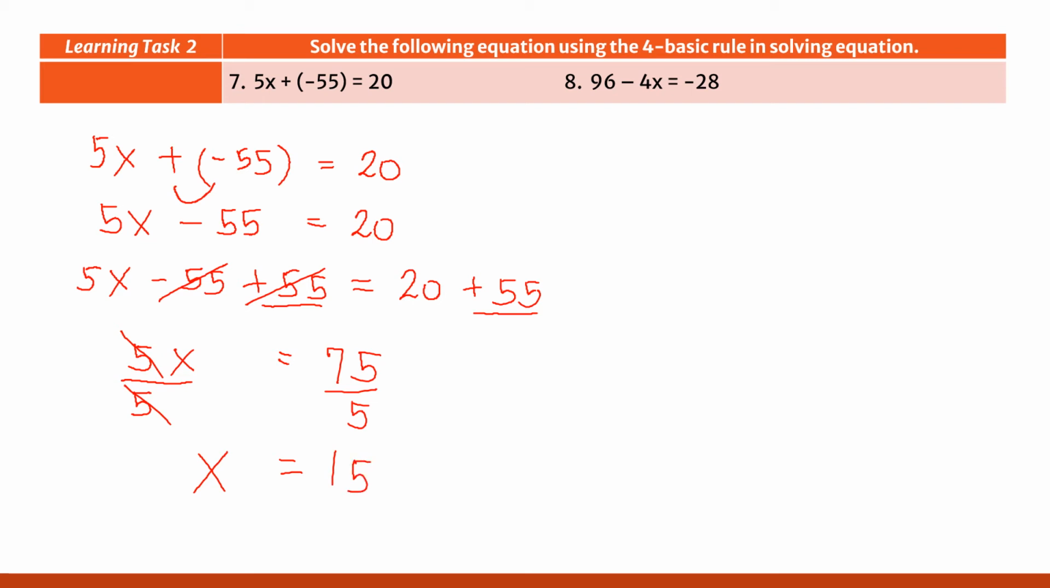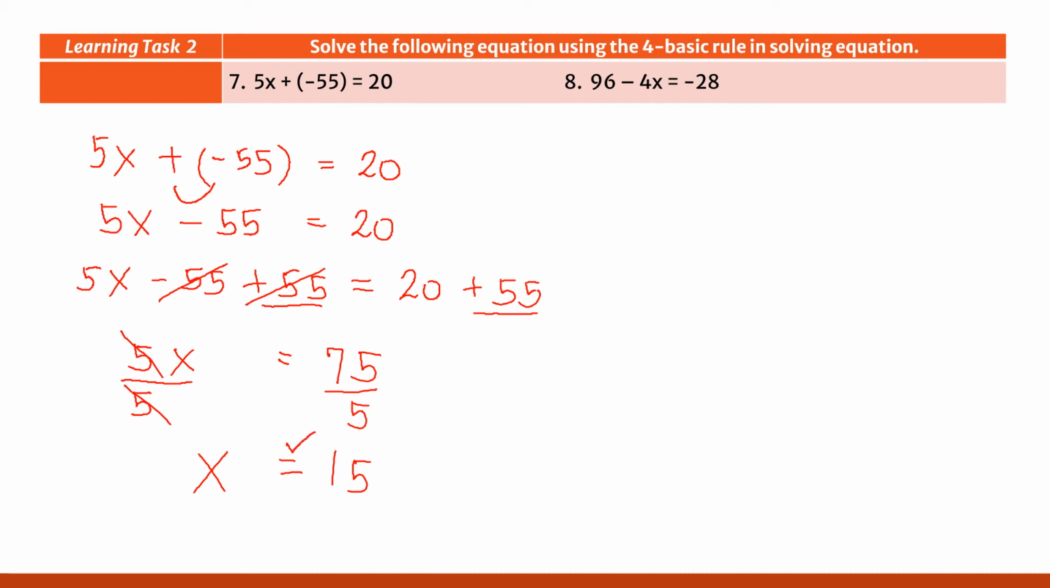15. Okay? Is 15 correct? So, tingnan natin yung given equation. 5x. 5 times 15. What is 5 times 15? Well, the answer is 75. And 75, okay, minus 55, the answer is 20. Meaning, x equals 15 here is correct.